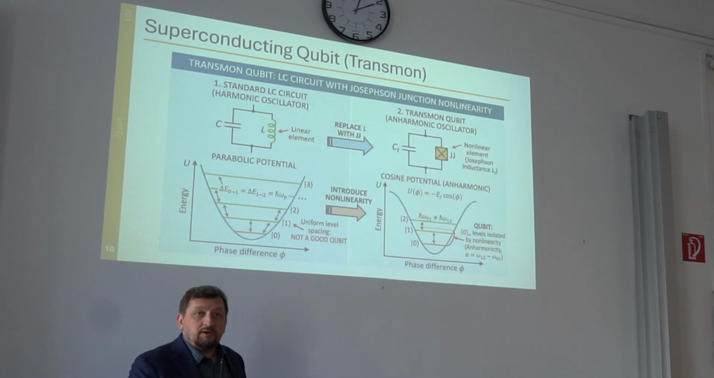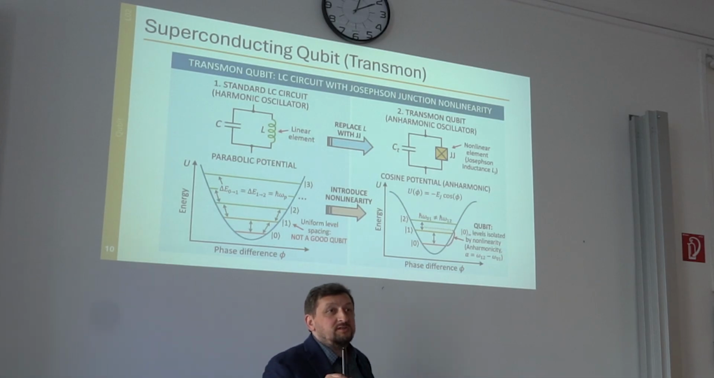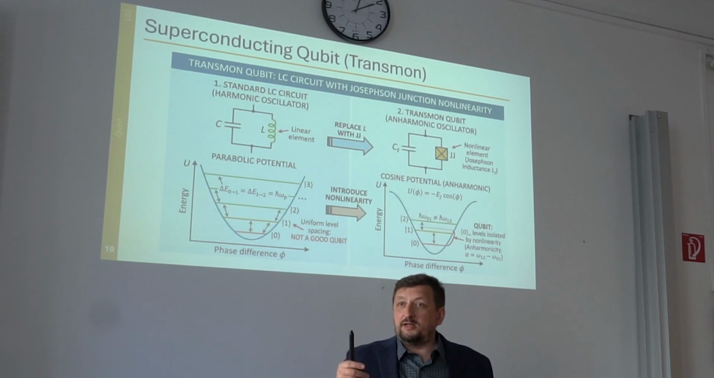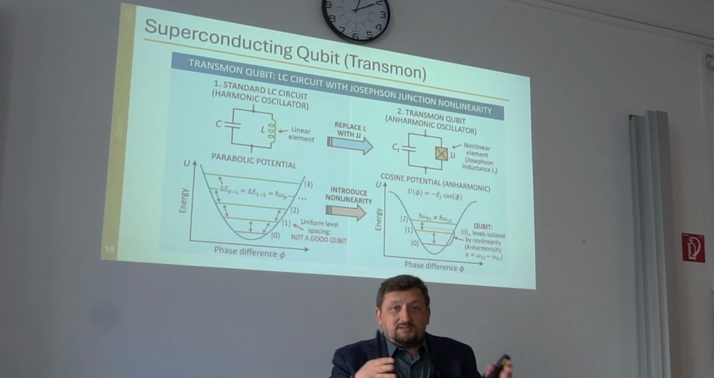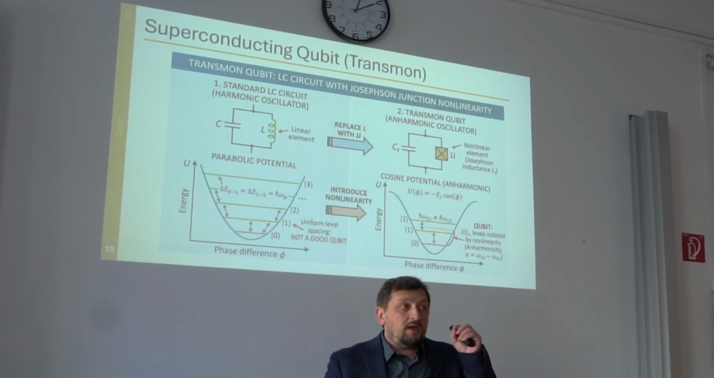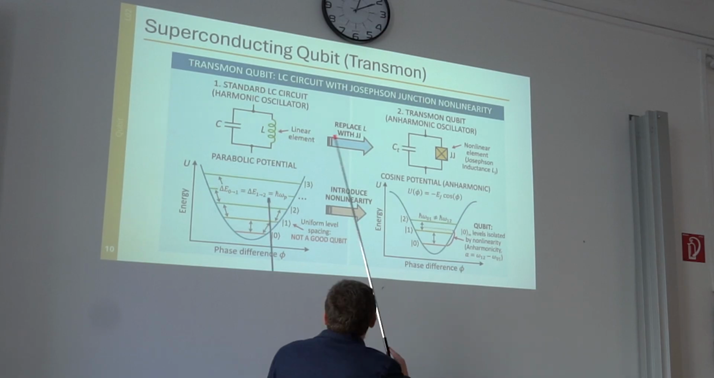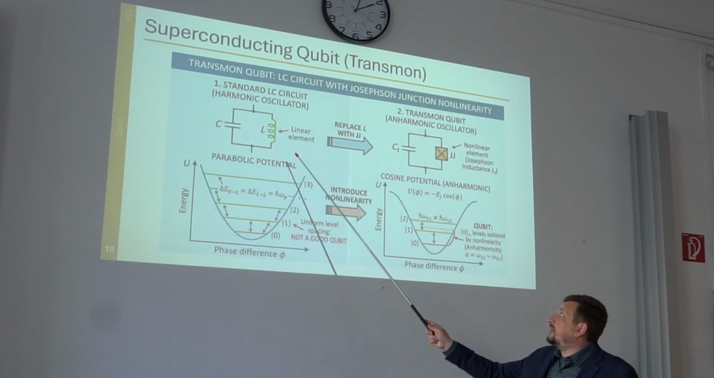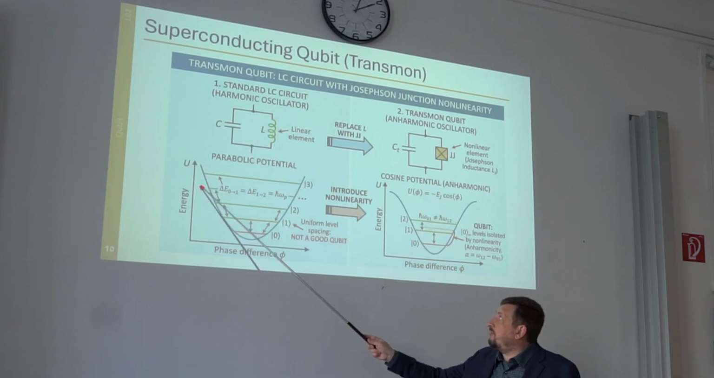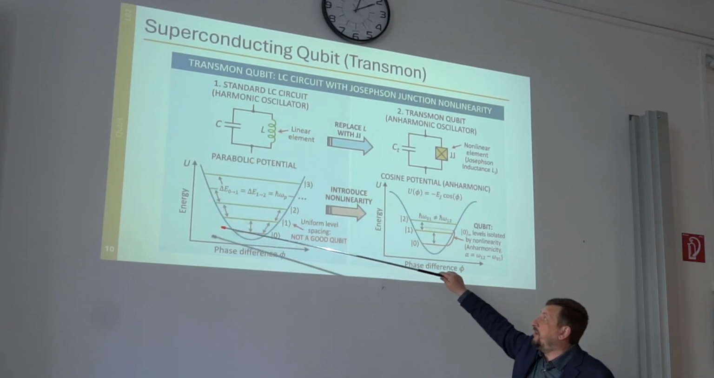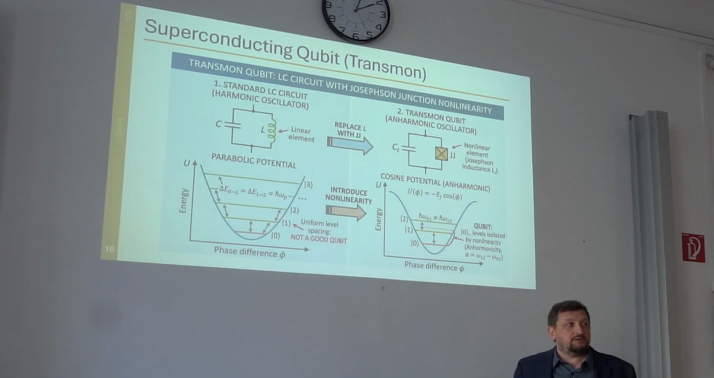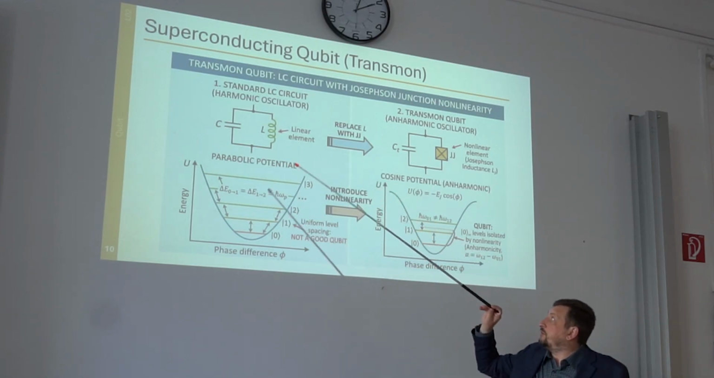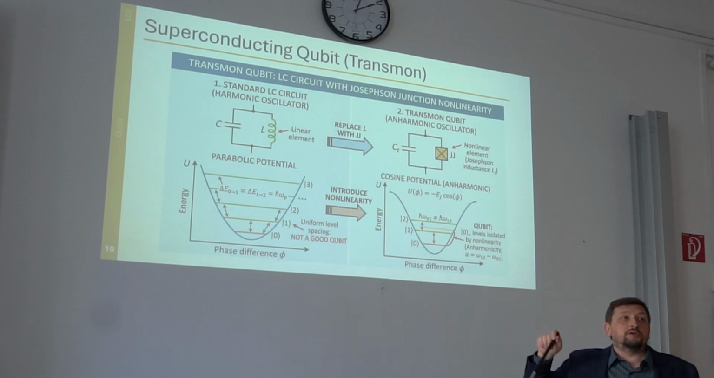So what is a superconducting qubit? A superconducting qubit is just an LC circuit. We have inductance, we have capacitance. This LC circuit is an oscillating system. If we have a real LC circuit like here, with all linear elements, usual inductance and usual capacitance, we have exactly parabolic potential and equidistant energy levels. So what do we need to do with an LC circuit to turn it into a qubit?